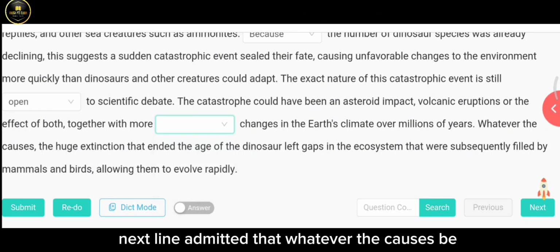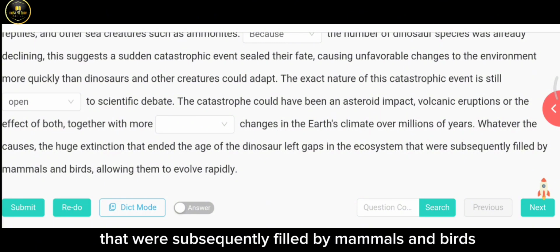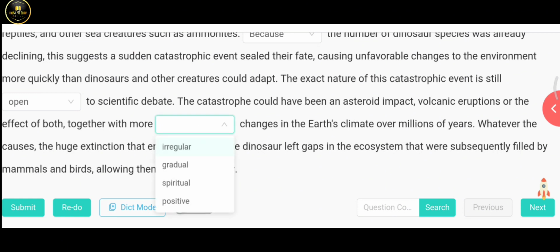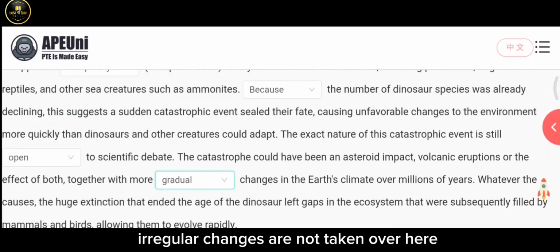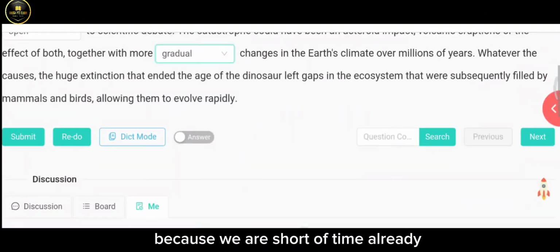Next line, let me read that. Whatever the causes, the huge extinction that ended the age of the dinosaurs left gaps in the ecosystem that were subsequently filled by mammals and birds, allowing them to evolve rapidly. With more, I guess it should be irregular. I mean gradual, because irregular changes are not taken over here. So let's go on to the answer and submit it because we are short of time already.